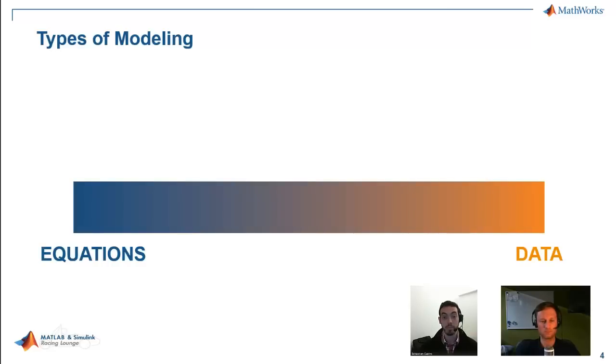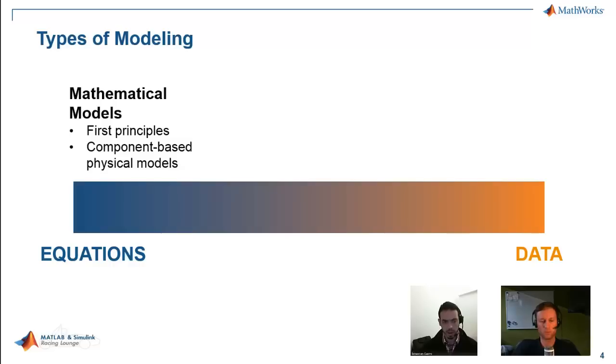There's generally a spectrum there that goes all the way from equations on the left to using data on the right. And we'll use a few examples of that to explain what these mean. On the equation side, what we usually mean here is mathematical modeling, or models, which use first principles.